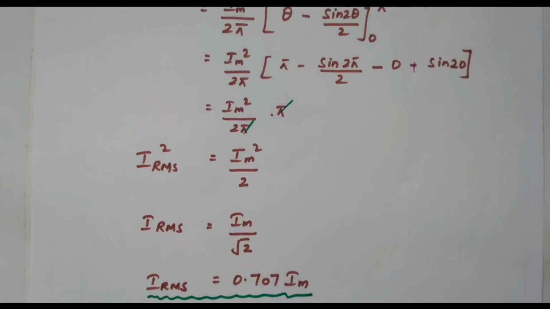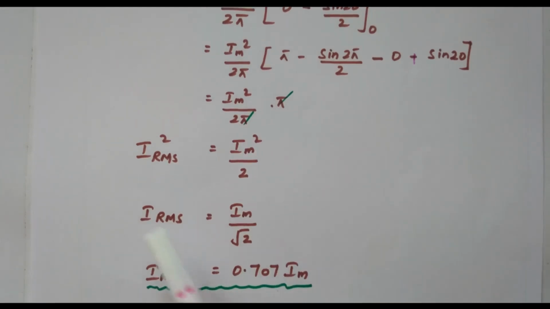Now take the square root on both sides, so that I RMS equals Im divided by root 2. The square root of I RMS square is I RMS, the square root of Im square is Im, and the square root of 2 is root 2. While simplifying this, 1 by root 2 gives 0.707 Im. So the RMS value of current for a full wave rectifier is 0.707 Im.